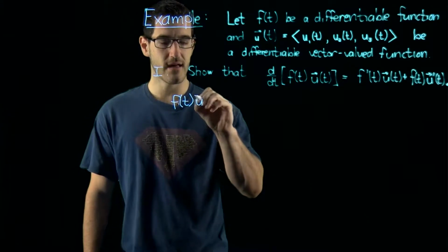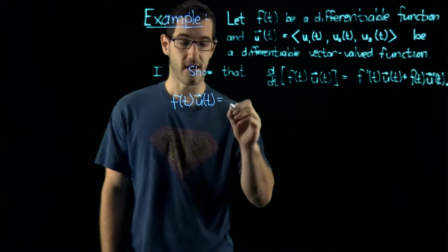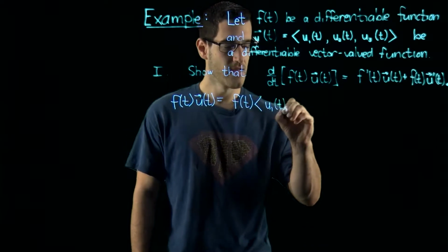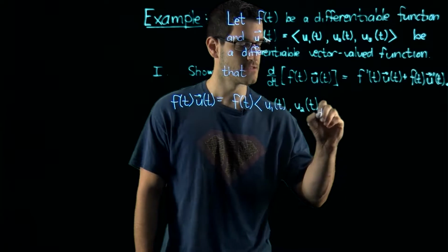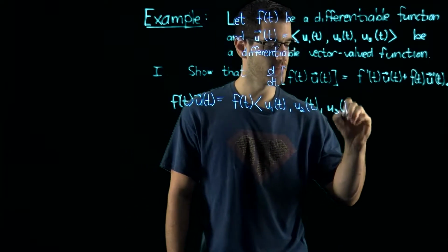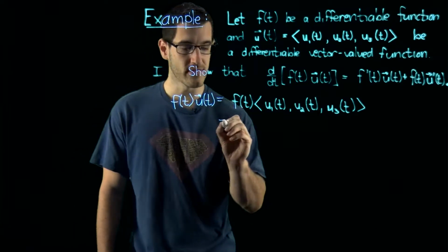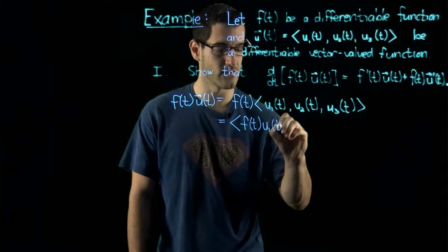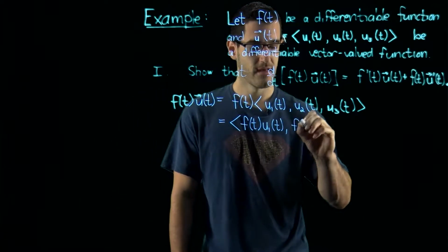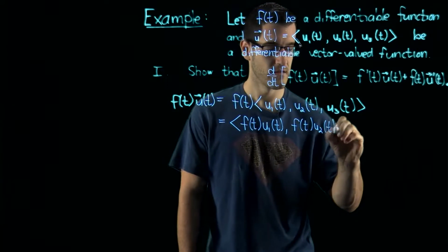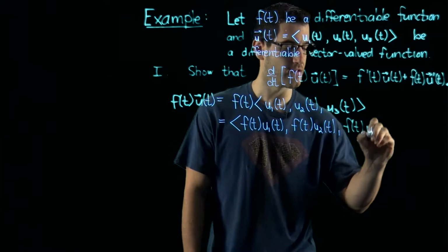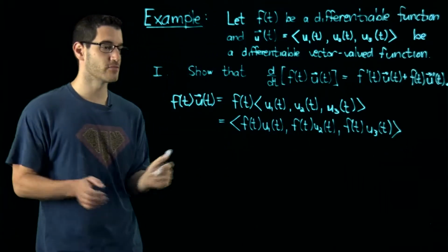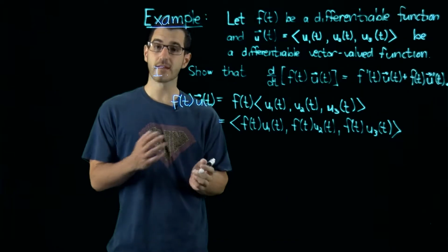If we take a scalar times a vector, the way that we did that before, and the way that we'll always do it now, is that all we have to do is distribute that scalar to each of the components of this vector. And so now what that looks like is just the first component will be f of t times u1 of t. The second component will be f of t u2 of t. And that final component will be f of t u3 of t. And so now we have just a usual vector-valued function, and we know how to take the derivative of that.